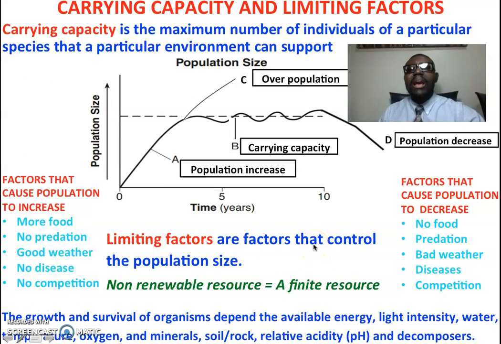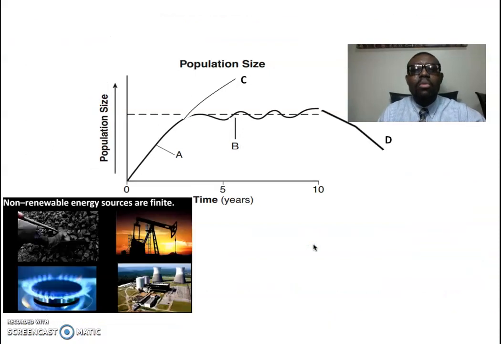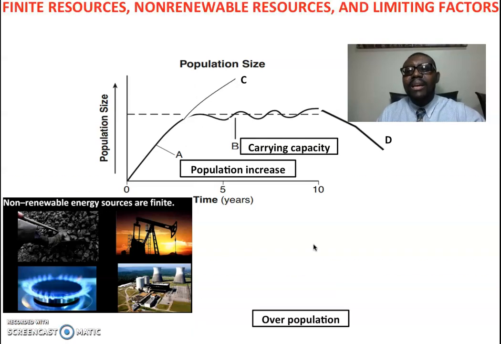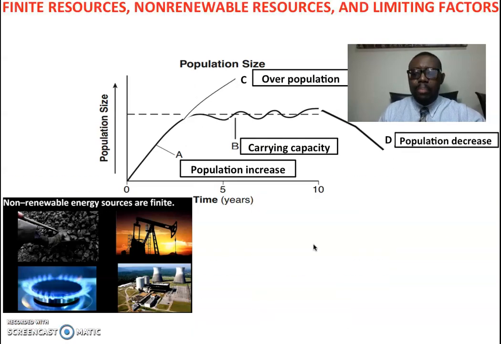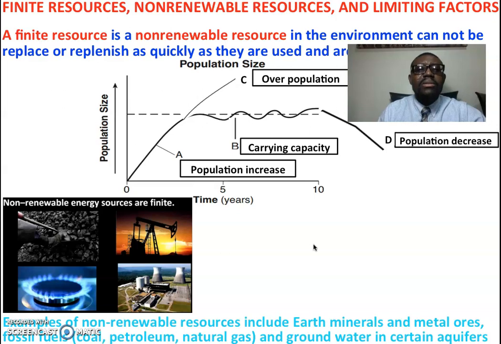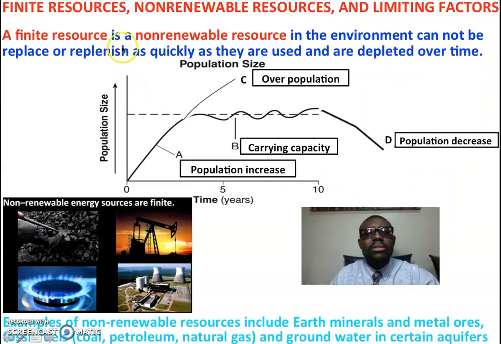Non-renewable resources are finite resources in the environment. They will run out. They have an end. They have limits. They are being used faster than they can be replenished. A finite resource is a non-renewable resource in the environment that cannot be replaced or replenished as quickly as it is used or depleted over time.